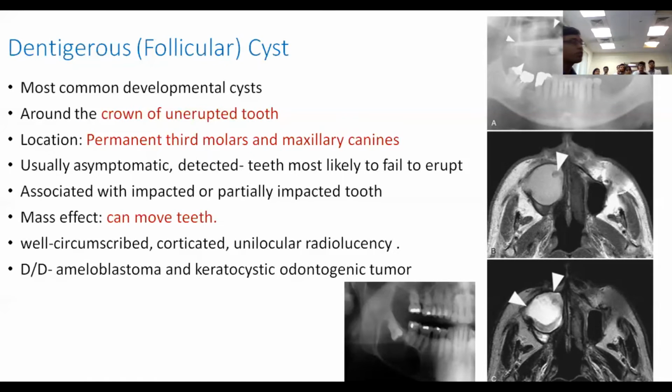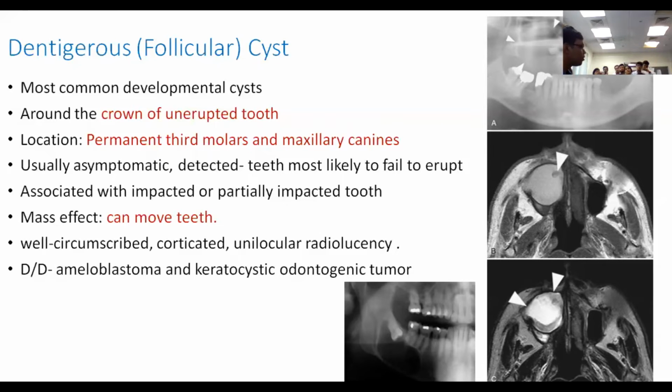Most of the time it is also very well marginated, very well circumscribed, because it is developmental in origin. You can see thin cortices that are formed. The differentials will be ameloblastoma and keratocystic odontogenic tumor if they are unilocular. If they are multilocular, then there is no differential. But sometimes they can be small and unilocular, so at that time the differential between ameloblastoma and odontogenic cyst can be missed in the early stages.